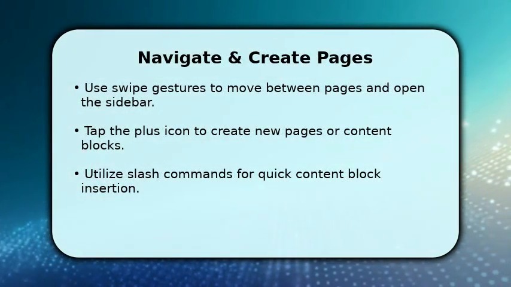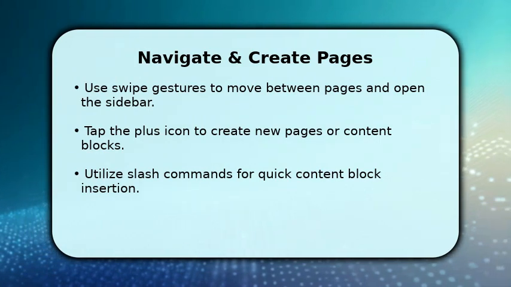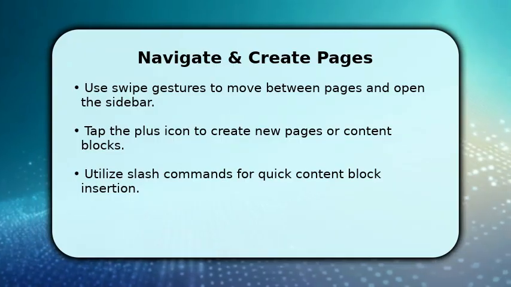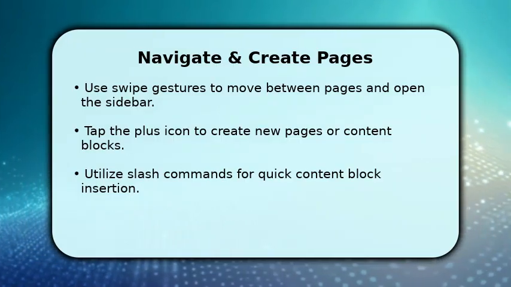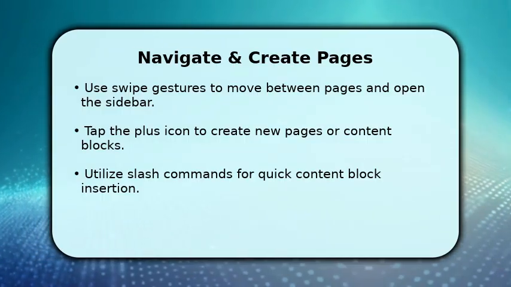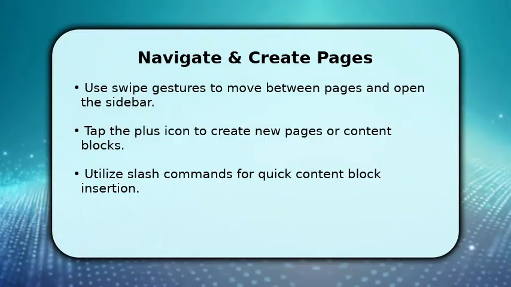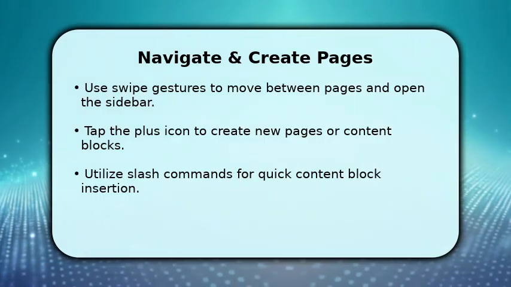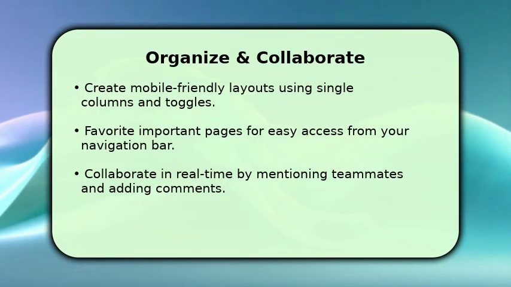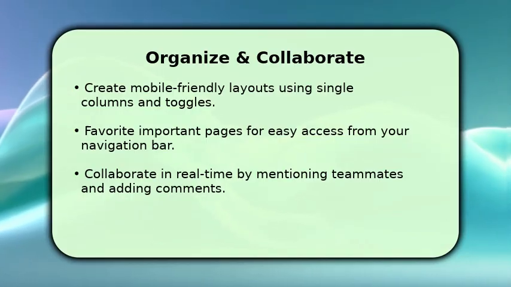Navigating Notion on your phone is intuitive. Swipe right to go back to a previous page, or swipe left to open the sidebar for your workspaces and favorite pages. To create new content, tap the plus icon at the bottom of your screen. This allows you to add various content blocks. You can also use slash commands by typing a / followed by the block type, like /to-do for a checkbox, to quickly insert elements.